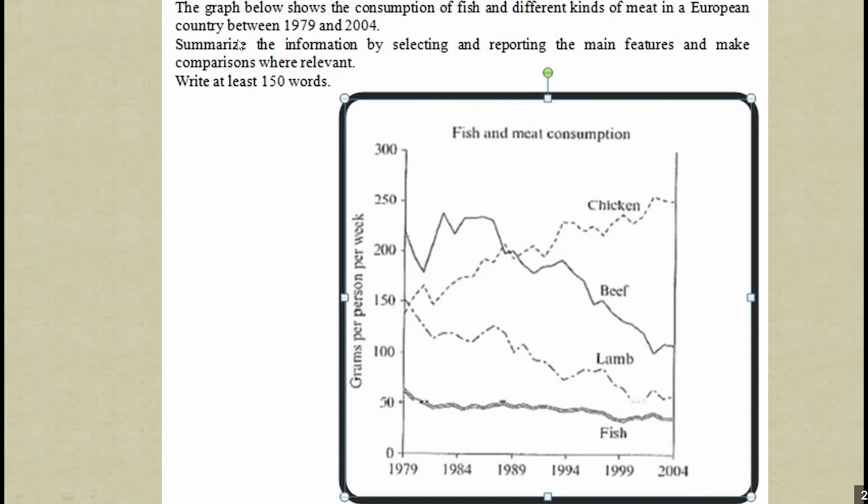Your homework is going to be this one. The graph below shows the consumption of fish and different kinds of meat in a European country between 1979 and 2004. Summarize the information by selecting and reporting the main features and make comparisons where relevant. That's the task right here. Grams per person per week, 50, 100, 150, 200, 250, 300. And these are the years, 1979, 84, 89, and so on. And these are the 4 variables: chicken, beef, lamb, and fish.